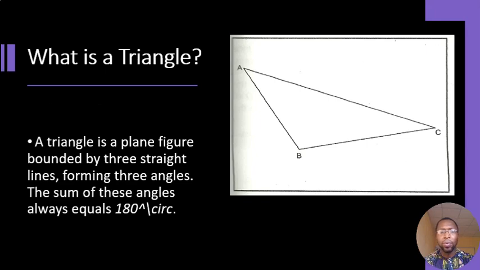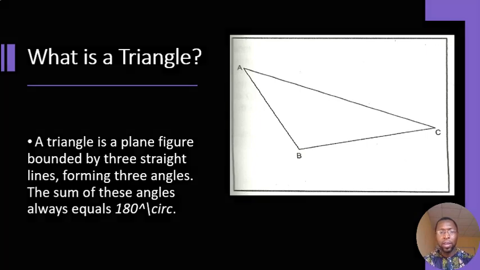So, what is a triangle? From what we have here, you can say that a triangle is a plane figure bounded by three straight lines forming three angles. Okay, so it's a plane figure because it has just two dimensions and it's bounded by three straight lines. This is line AB, that's the first line, BC, that's the second line, and then line AC. So it's a plane figure bounded by these three straight lines forming three angles.